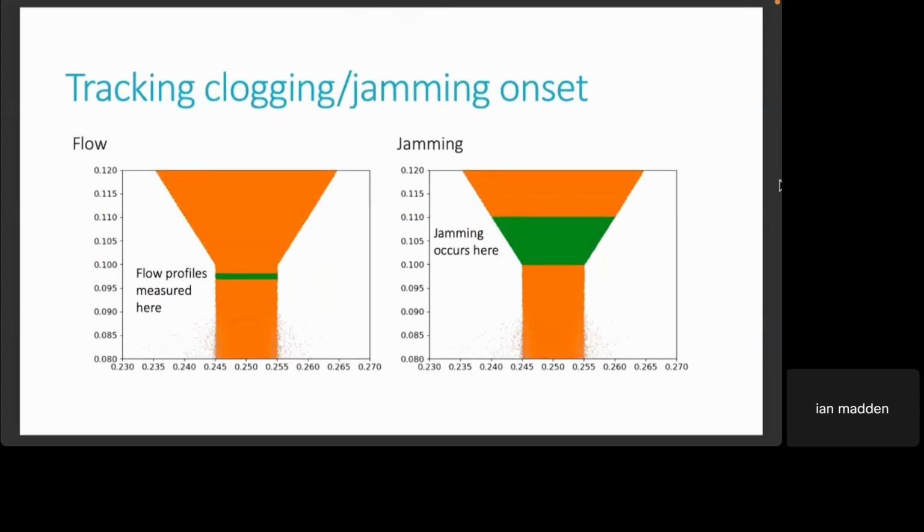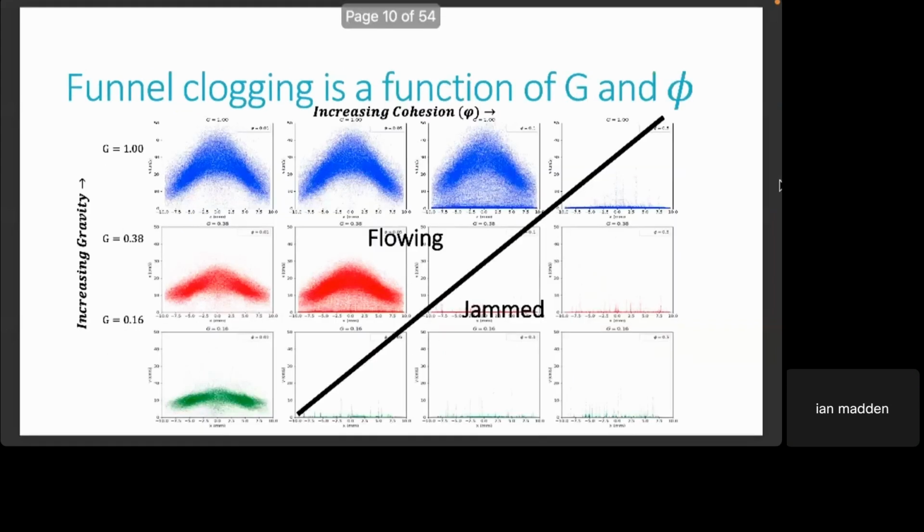Since we're interested in that clogging, that jamming transition, we are looking at the flow profiles in this throat region, this upper region up here. Next slide, please. And what we get is essentially a matrix, like a phase diagram of the flowing versus jam behavior.